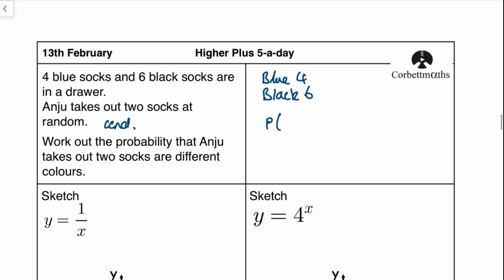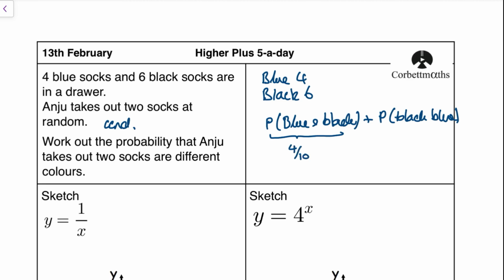So in other words, I need to work out the probability of a blue and a black, and then I need to add on the probability of a black and a blue. And they sound like the same thing, but of course it's the order in which I've picked them. They are going to be the same probability, by the way, but I'm going to show you how to do that anyway. So blue and black is going to be 4 out of the 10 socks available times by 6 divided by the 9 remaining socks. So that's the probability of getting a blue and a black. And the probability of getting a black and a blue is 6 divided by the 10 socks available, multiplied by 4 divided by the 9 remaining socks.